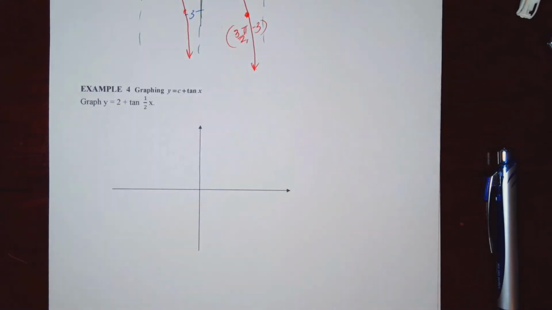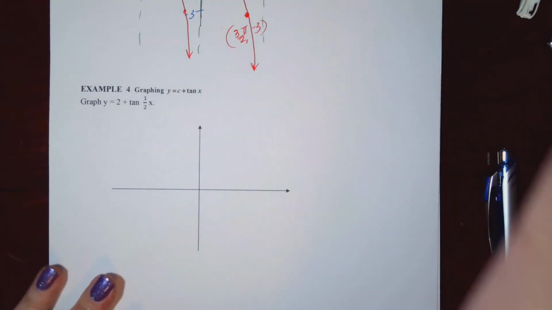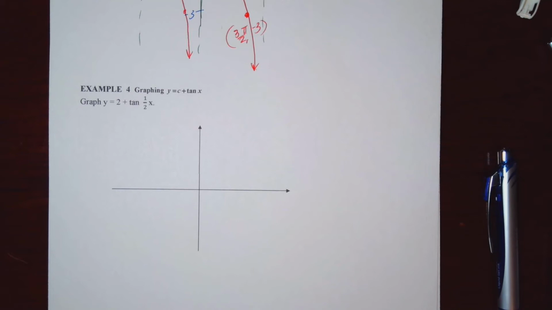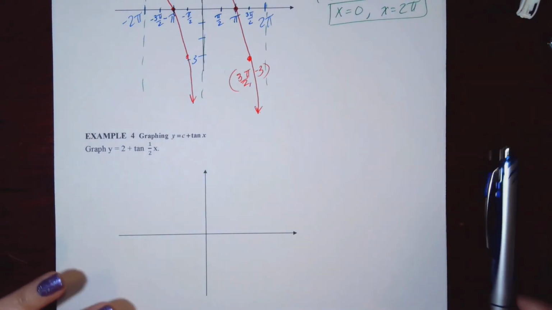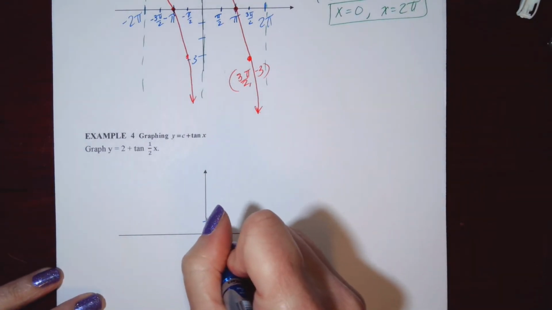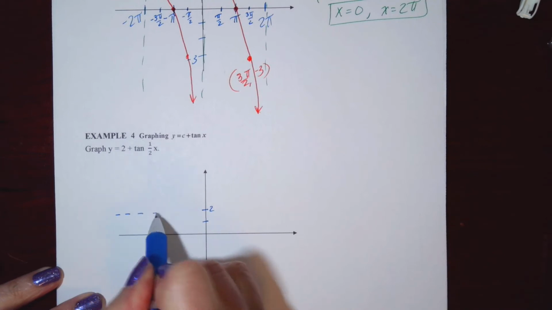Okay, so here we have one where we are finally adjusting our center. So for this graph, center is moving up 2 units. Let's just start there. If center is going up to 2, then this is my new center.